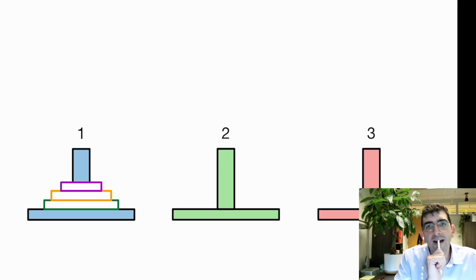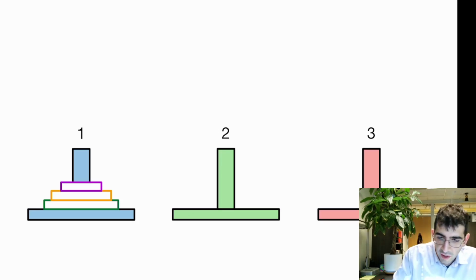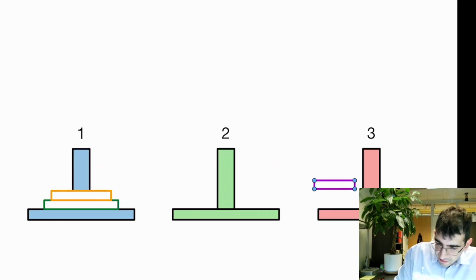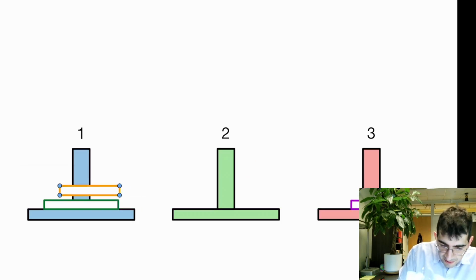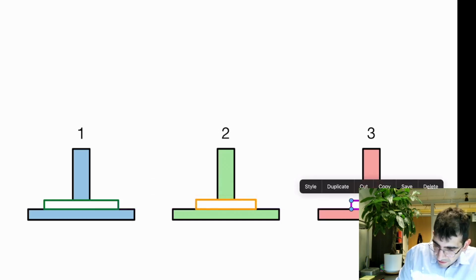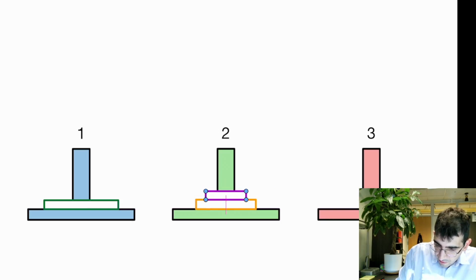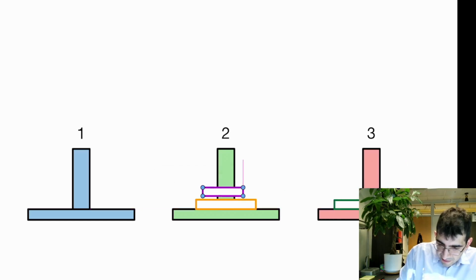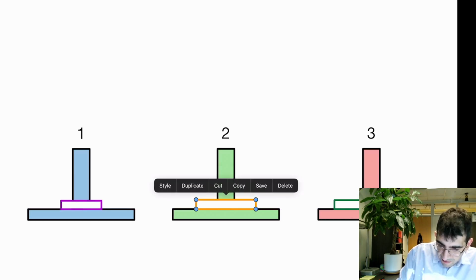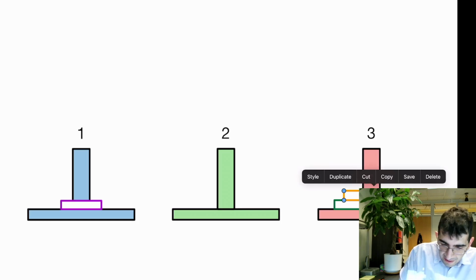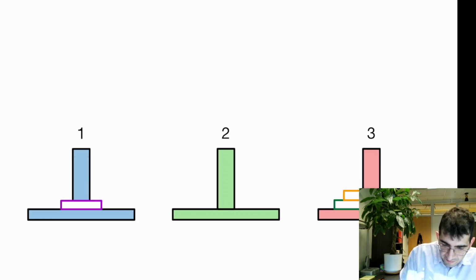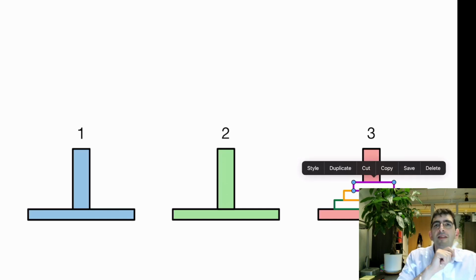What's the observation that I did when I moved them all? Let's try this again. I move the smallest disk to 3 in this case, then the medium disk to 2, then the smallest disk to 2, and then the largest disk to 3, then the smallest disk to 1, medium disk to 3, and then smallest disk to 3. Okay. So what did you notice there?